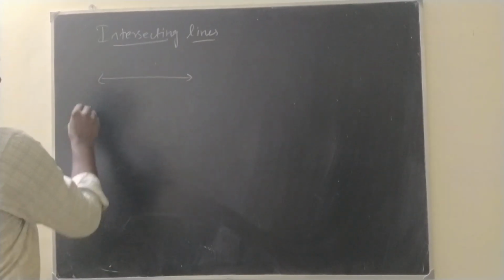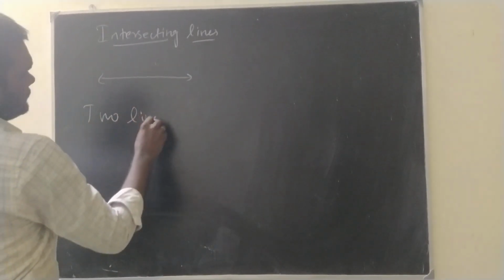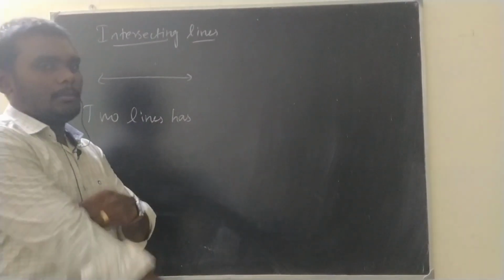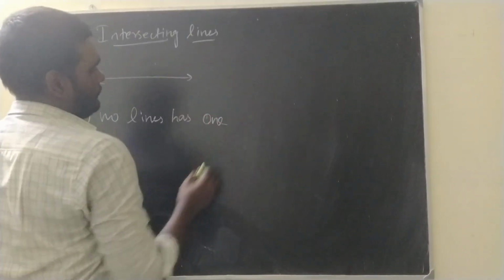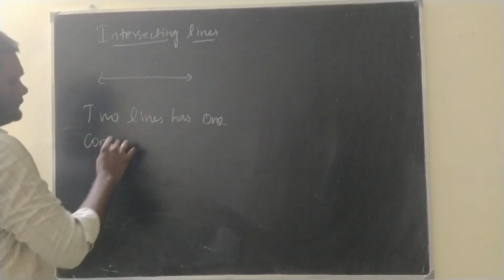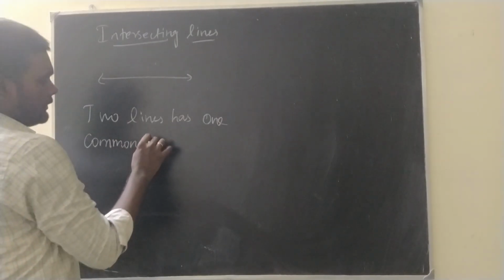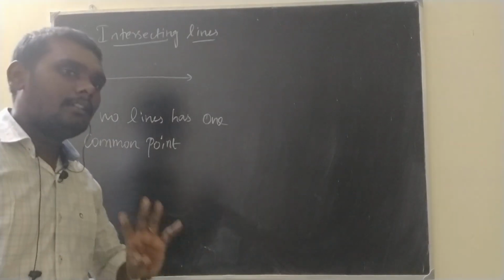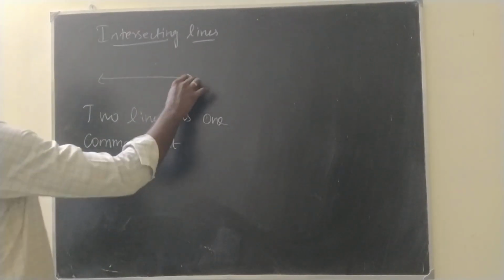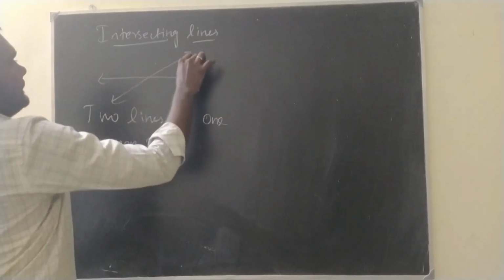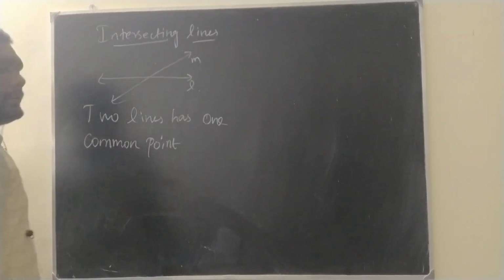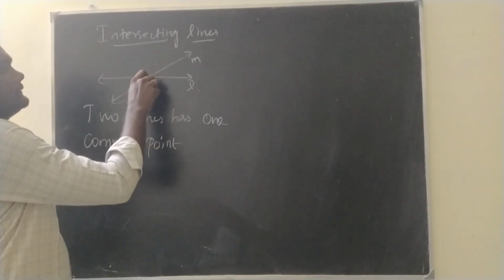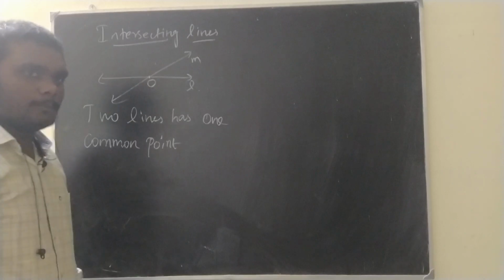If two lines have one common point, then those two lines are called intersecting lines. So this is line L, this is line M. Okay. In that, any point common between L and M is the midpoint, and it is noted as O.